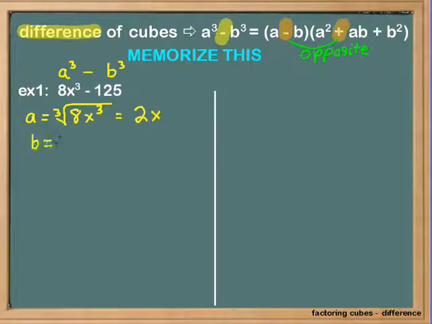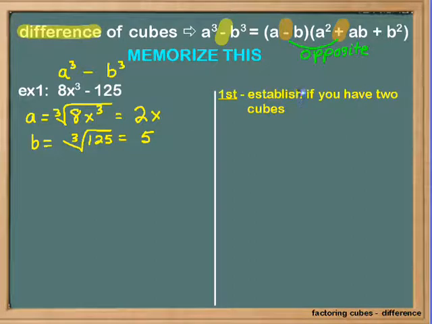What's our b value going to be? What is the cube root of 125? Why don't you try that on your calculator? And when you punch that in, what did you get? If you don't have a calculator, I'm going to go ahead and tell you the answer is 5, because 5 times 5 times 5 is 125. So a is 2x and b is 5. So we did our first step. We established that they were both perfect cubes.